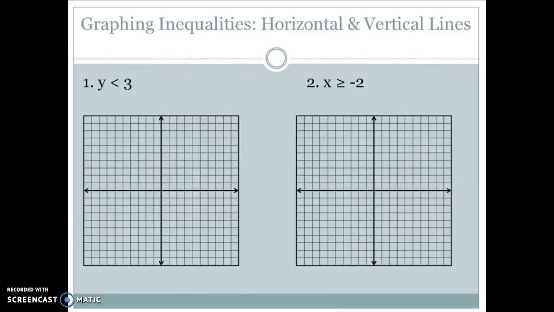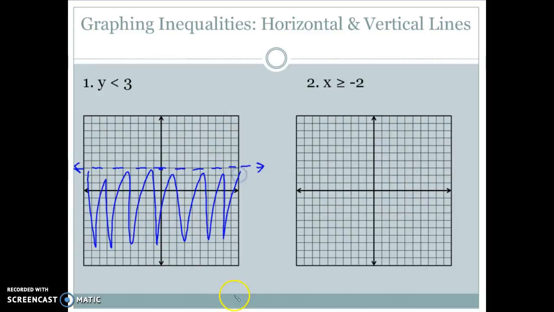And then we're going to look at graphing horizontal and vertical lines. Nothing changes. We're going to graph it the same way. So y is less than 3. That's a horizontal line, so I'm going to go to positive 3 on my y-axis, draw my line. Now it's just less than, so it's going to be a solid line. And I want all the y's that are less than. So y is by itself, so I'm going to shade on the bottom. I want all the y's on the bottom.